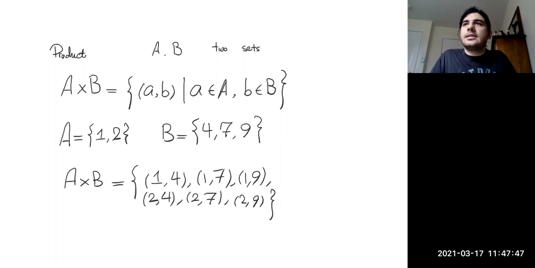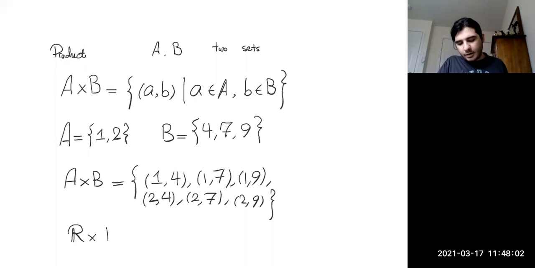The interesting thing is that this concept even makes sense if A and B are not finite sets. They can be infinite sets, like R. If I take A to be R and B to be R, I would get R times R, which is just R squared. Now the point is that if A and B are vector spaces, their product is another vector space.